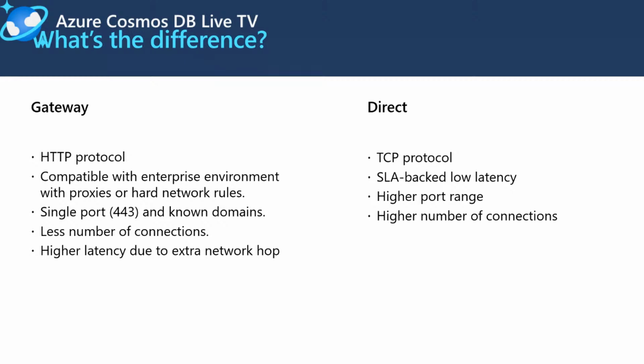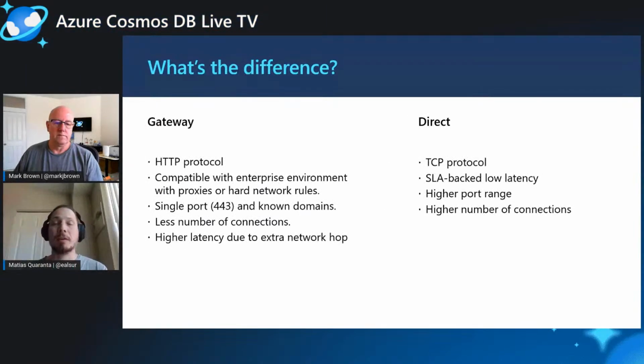Obviously, if we remember the diagram we just saw, the gateway mode has a higher latency than the direct mode. The reason is that you have the network hop in the middle. You're not directly reaching the backend replica, you're just connecting to the gateway. The gateway relays your operation to the backend replica, gets the result, and then returns the result to you. So you have that extra latency there, which is the actual benefit of the direct mode. The latency on the direct mode is backed by our SLAs. The operation latency once your request reaches the replica is, if I remember correctly, 10 milliseconds for read and write operations.